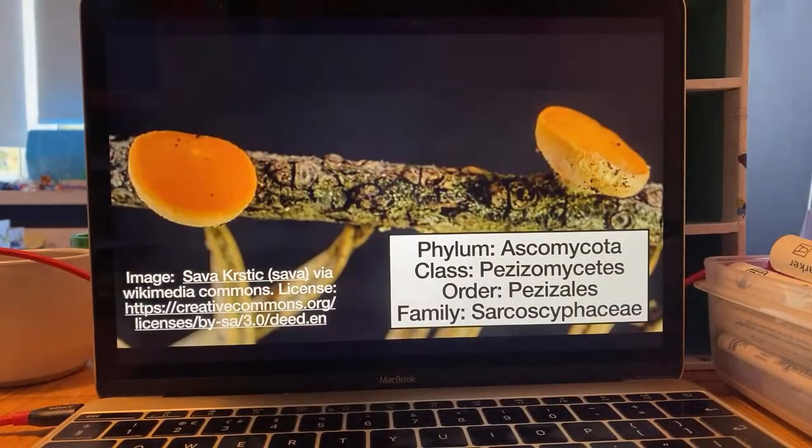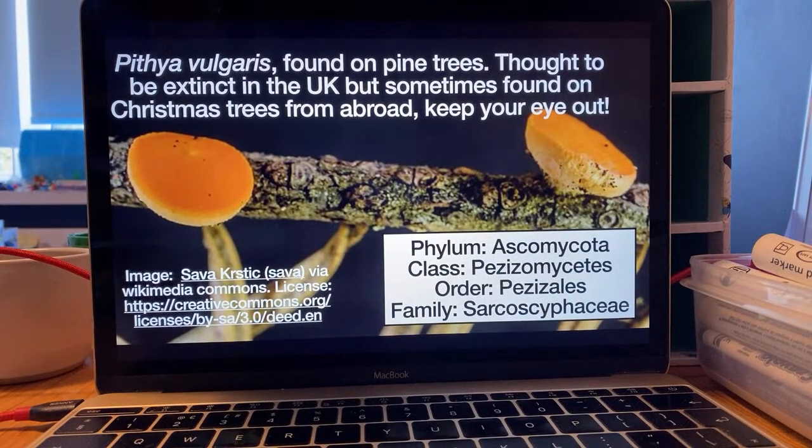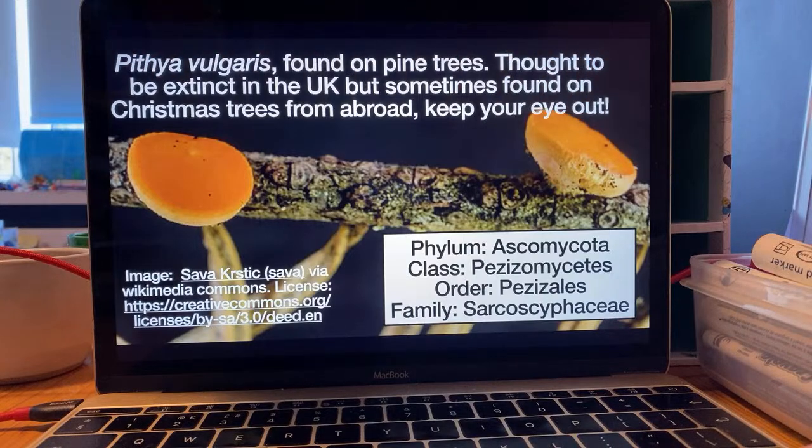Here's another one. So excited when I found out about this one. This is Pythia vulgaris, which is found on pine trees. It's thought to be extinct in the UK, but because it lives on pine trees, sometimes if someone's ordered a Christmas tree from abroad, which you really shouldn't do, you should keep it local because it's better for the environment. But if you're ever in somewhere like B&Q, they've probably got their Christmas trees in, if you're watching live, because it's end of October. They might have some Christmas trees from abroad. Keep a lookout for it. These gorgeous little orange cups used to be in the UK, but not anymore, but maybe sneaking back in. And they're also in the order Pezizales. More about that later.